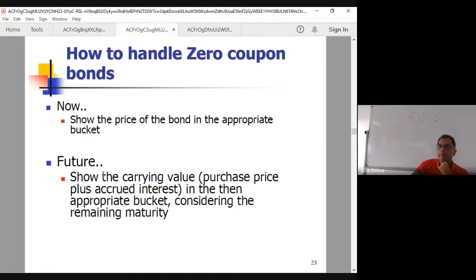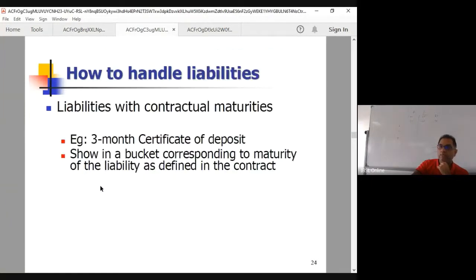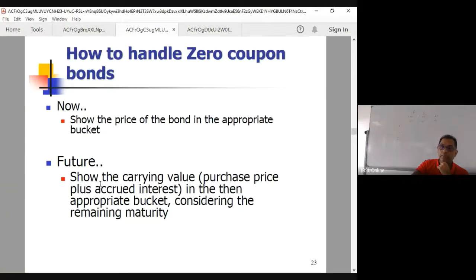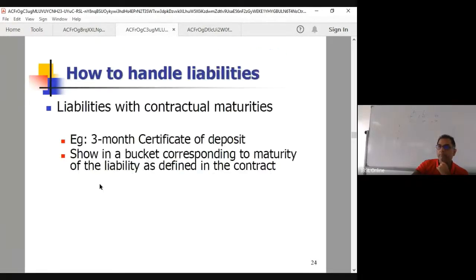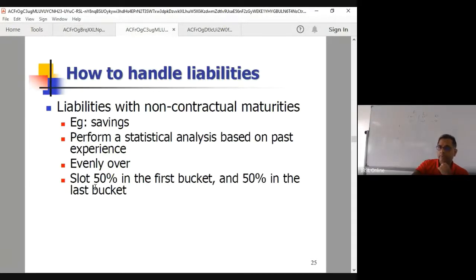And then, like I mentioned, if it's a zero coupon bond, you basically put the maturity proceeds of those in each of the buckets. Basically, the cash flows coming in at a particular point in time. So, liabilities, we looked at, say, a 3-month certificate of deposit, and then we said, look, if it's a liability, you basically slot it in the corresponding maturity of the liability as defined in the contract.